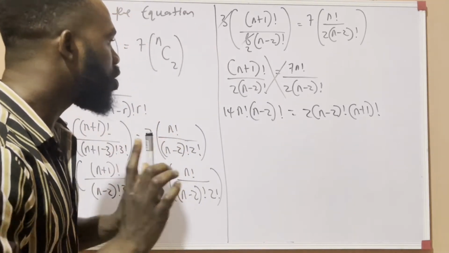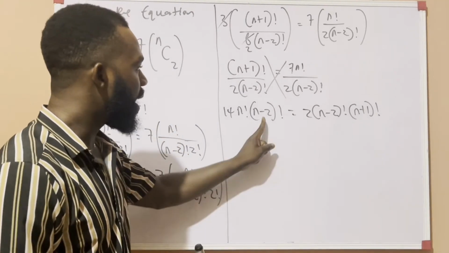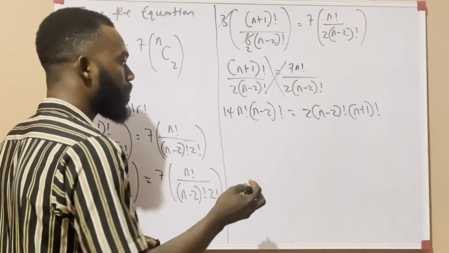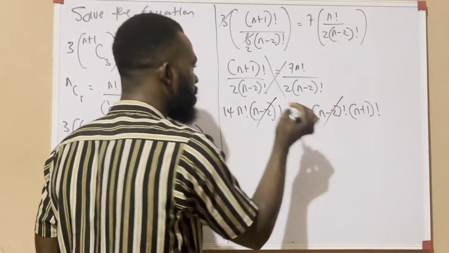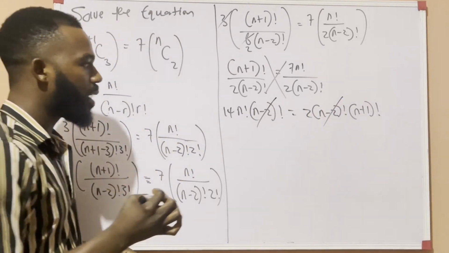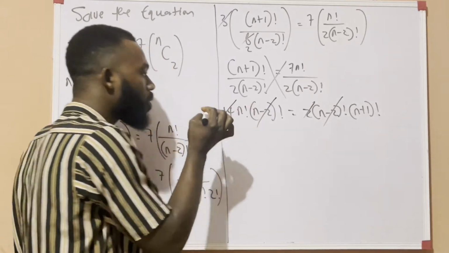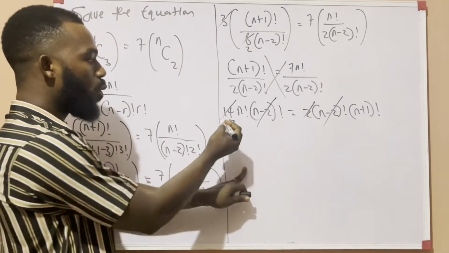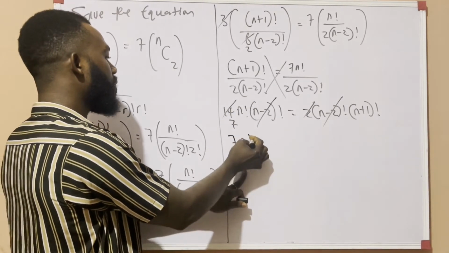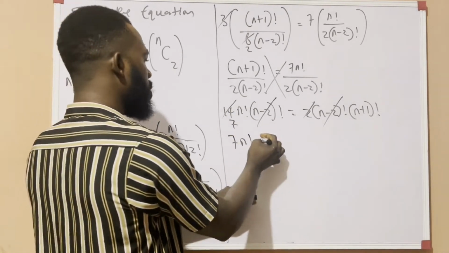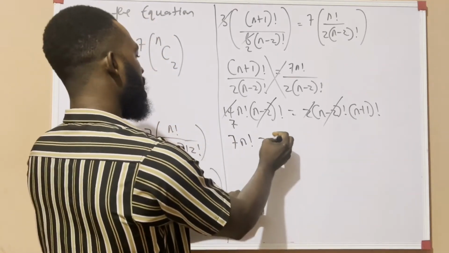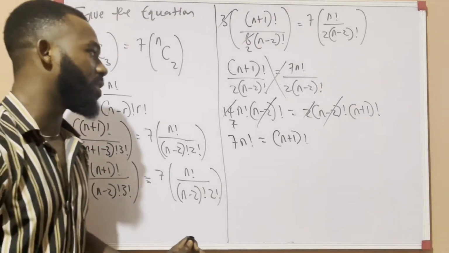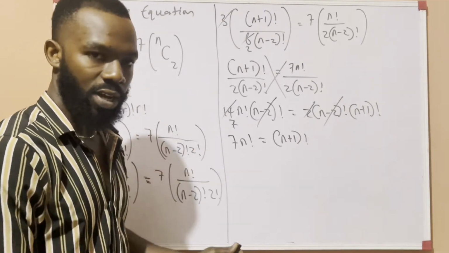Okay, let's proceed. Now you will notice that here I have n minus 2 factorial, and I also have n minus 2 factorial on the right hand side of the equation. So n minus 2 factorial cancels out n minus 2 factorial. Also 2 will cancel out 14 to give us 7. So what do we have left? We only have 7n factorial is equal to n plus 1 factorial. Are you with me? It's as simple as that, because all other things have cancelled out.